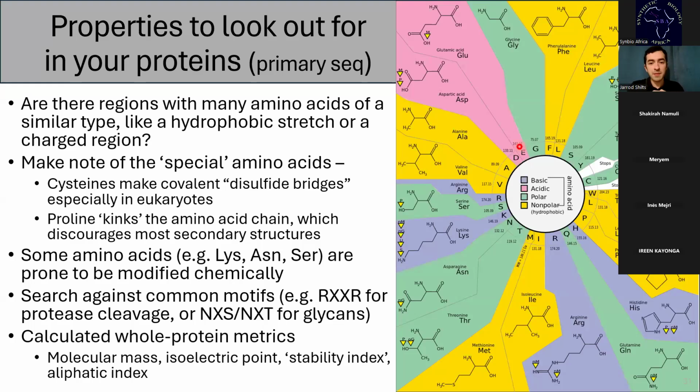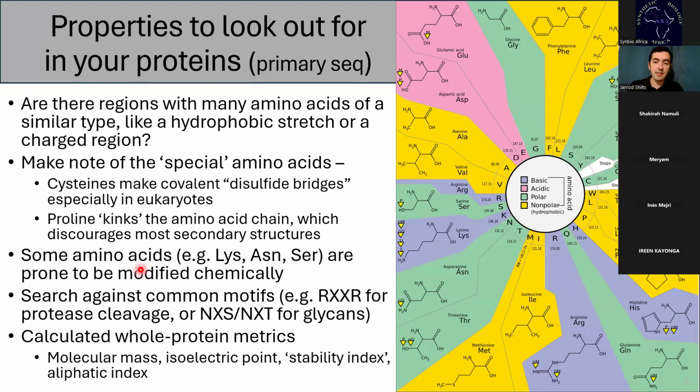Like I said, make note of these special amino acids, particularly in eukaryotes, those cysteines that form bridges across the amino acid sequence. They can be things that you don't want to disrupt. So I'll simplify it and say as much as that, or be very careful if you end up changing them.